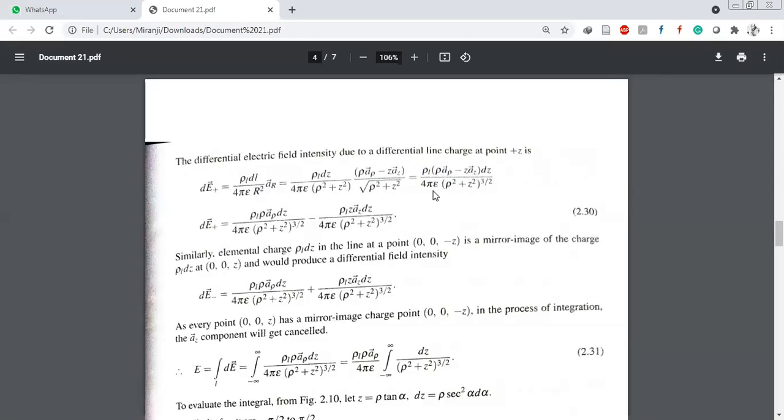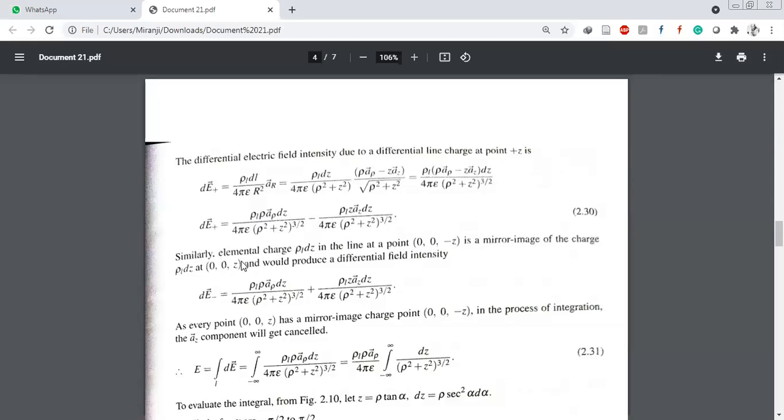We get (rho a_rho minus z a_z) dz divided by 4 pi epsilon (rho squared plus z squared) to the power 3/2. So E equals rho_l, just multiply and simplify on both numerator and denominator. The denominator is not disturbed, but the numerator is rho_l rho a_rho dz.